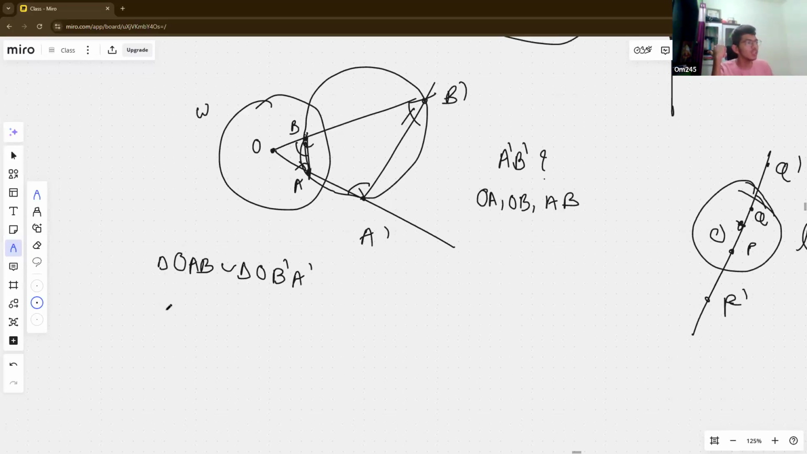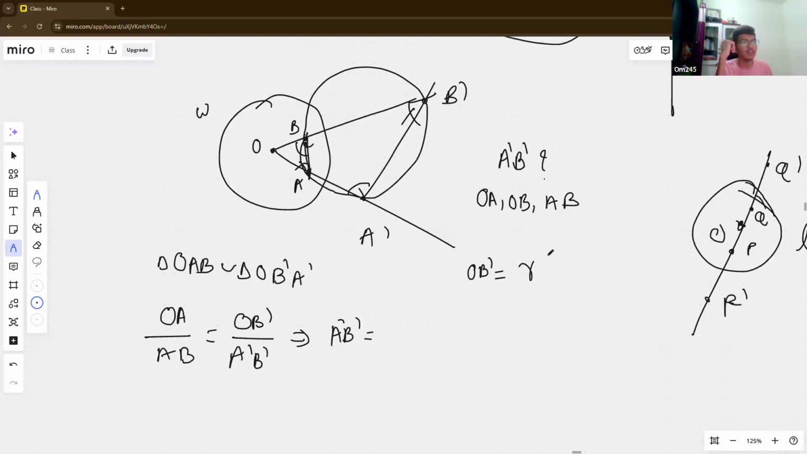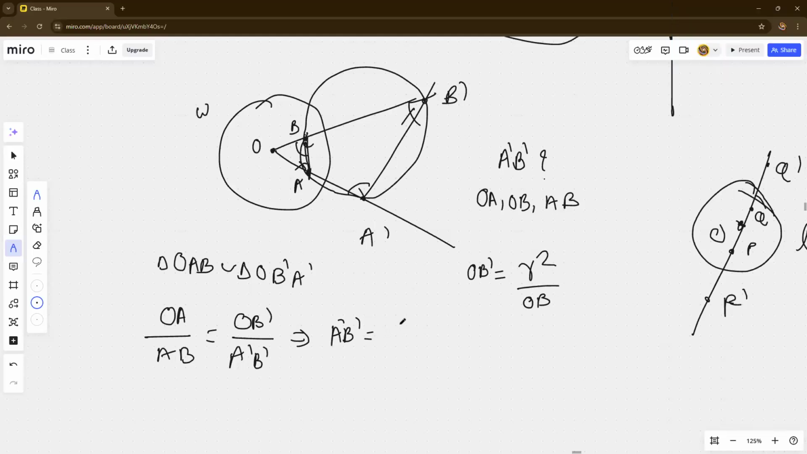So now we can use the similarity to conclude that A' is this angle. So we get B'A', which concludes A'B' equal to, you can write OB' as R square by OB. So triangle OPA' is similar to triangle OAB'.